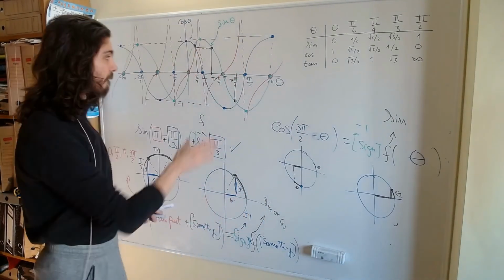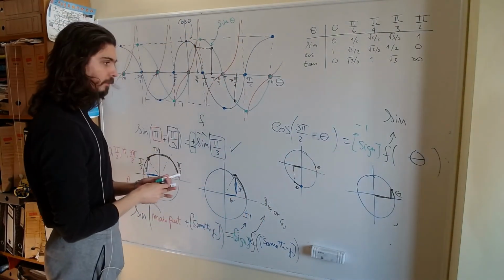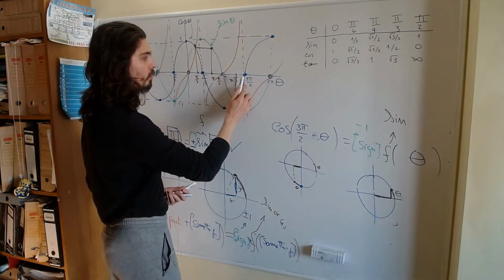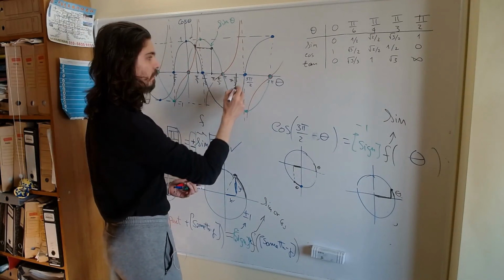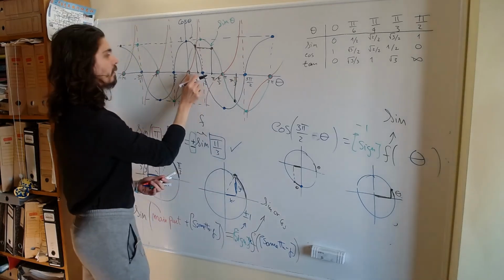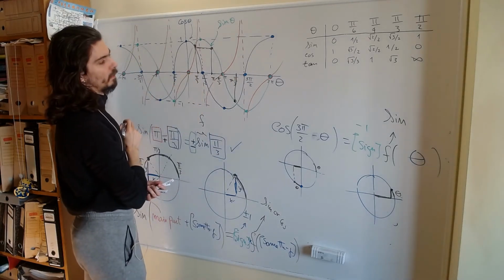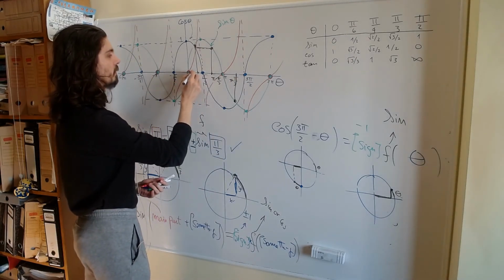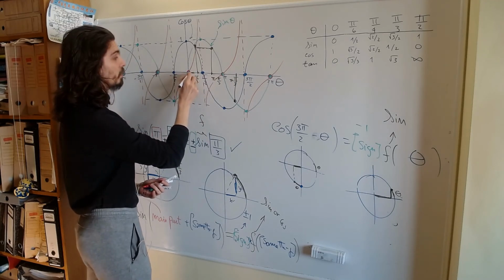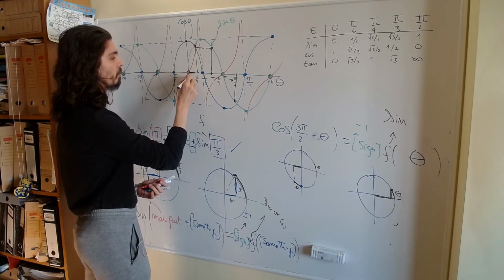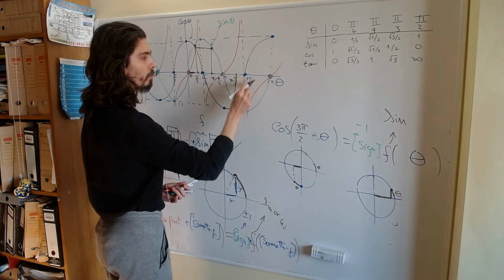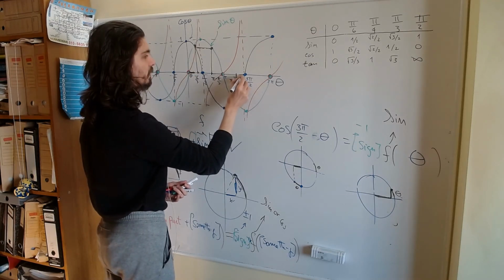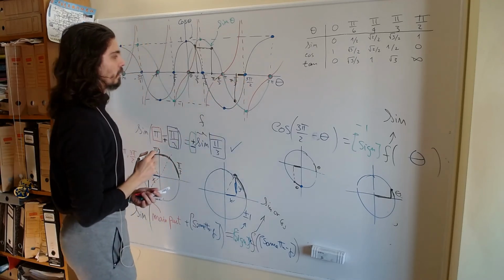Okay? Let's see this from this point of view now. 3 pi over 2 minus theta. Let's make theta like this. And I don't know if this is very small, but I make it like this. So this thing measures theta. So 3 pi over 2 minus theta is like this. Okay?